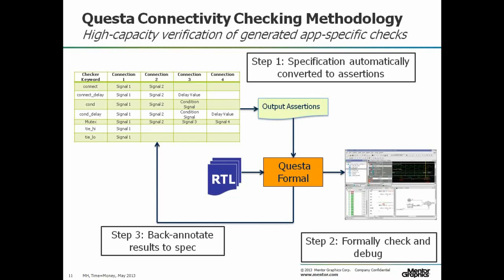But you can extend connectivity checking beyond just IP wiring. So we have customers running things like MBIST connection checking. So they may have single MBIST controllers or multiple MBIST controllers controlled by a single master controller, for example. So checking the wiring of all those common MBIST structures.